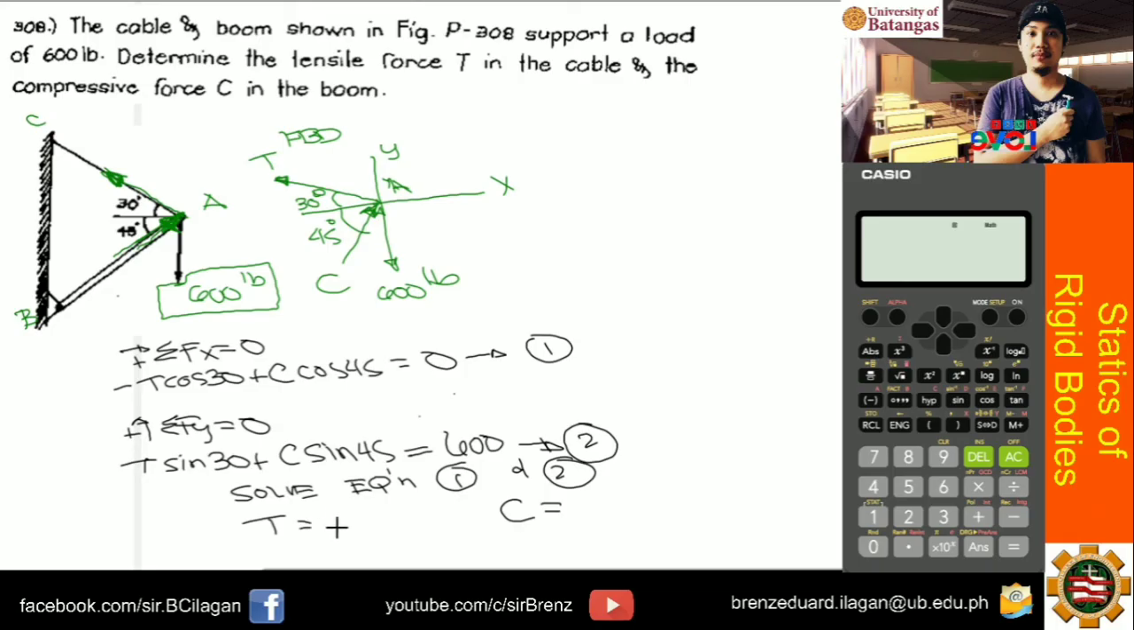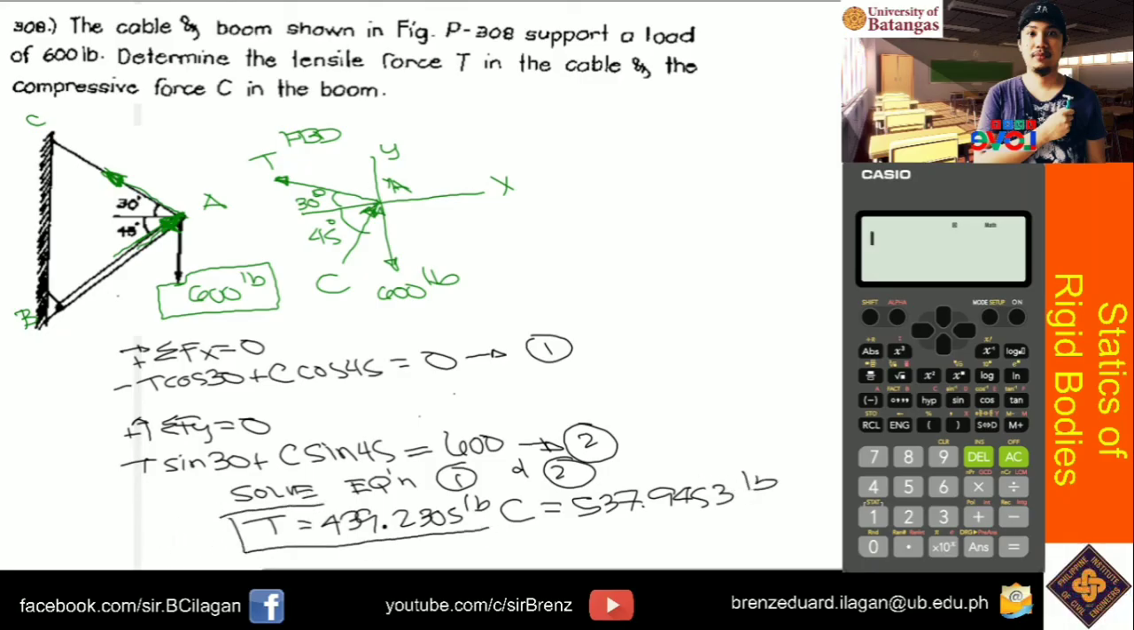Okay, so the answer for the tension is 439.2305. And for the compression in the boom, that is 537.9453. Okay, so kung wala naman ganito yung calculator nyo, again, pwede naman yung manual yan by elimination.